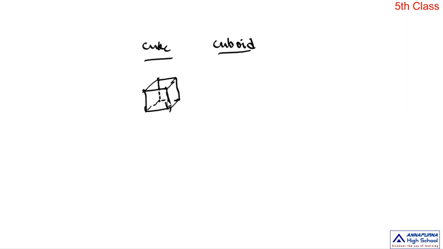So this is the cube. And what about the cuboid? Let me draw the cuboid. Cuboid means it has a rectangular face. Did you understand the difference between cube and cuboid? Cube means it has a square face. In a cuboid it has a rectangular face. Okay.